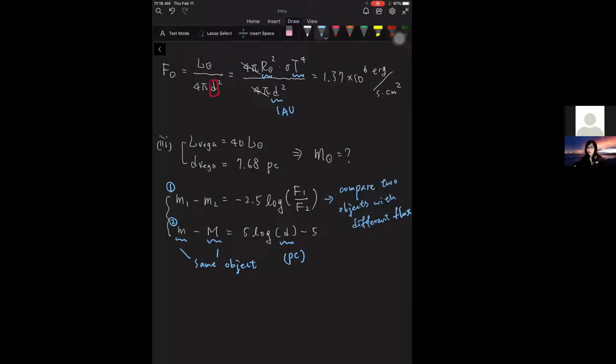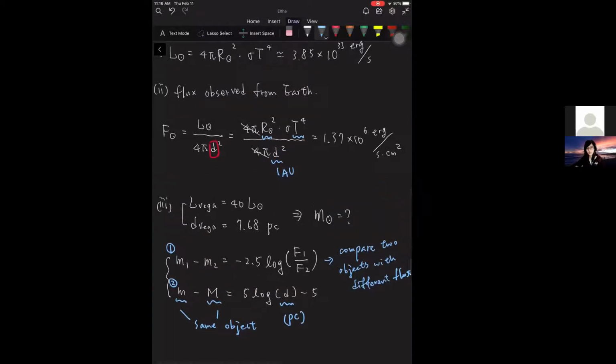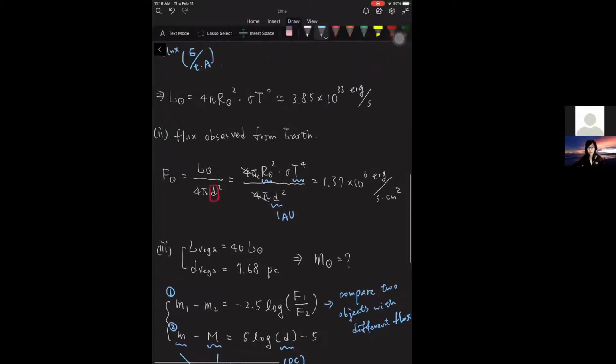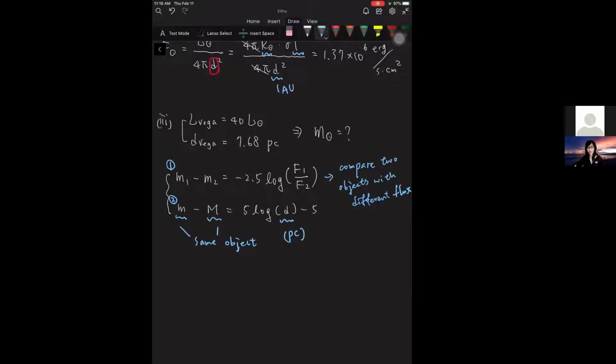Now we are computing the apparent magnitude of the sun. Previously we already got the flux from the Earth and the luminosity of the sun. Since we already have the flux, it's pretty obvious that we should use the first equation. Also, we should compare the sun and Vega, so we're comparing two different objects. That's why we're using the first one.